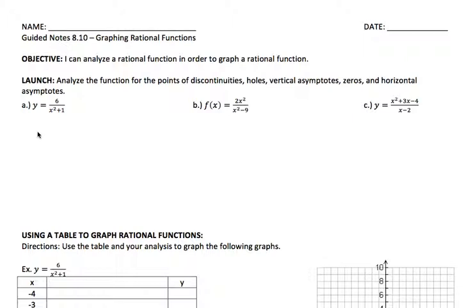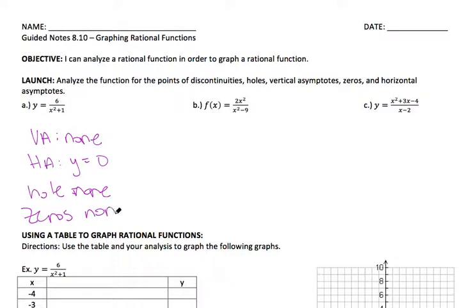Welcome back. Here are the answers to the launch. The vertical asymptote is none. The horizontal asymptote is y equals 0. The hole, there is none. And the zeros, there are none.